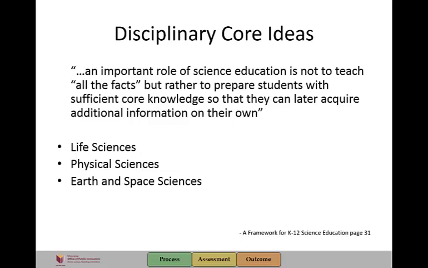At the end of this presentation, we will go over the 4 criteria that the authors used to determine whether or not pieces of content would be included as DCIs. But for now, we're just going to present what is included, and then we can talk about how those decisions were made after. The disciplinary core ideas are broadly grouped into 3 major categories: life sciences, physical sciences, and earth and space sciences, which are the traditional groupings for science content.